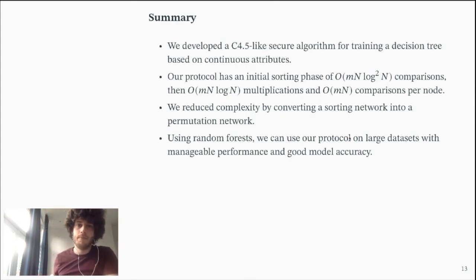To sum up, we developed this C4.5-like secure algorithm for training a decision tree based on continuous attributes. We have this initial sorting phase, and then we are limited to log n depth asymptotically per node. We reduce complexity by converting a sorting network into a permutation network. And using random forests, our protocol works on large data sets. Thank you.